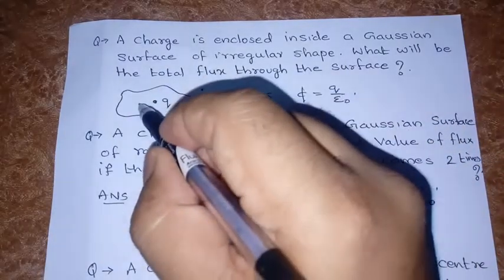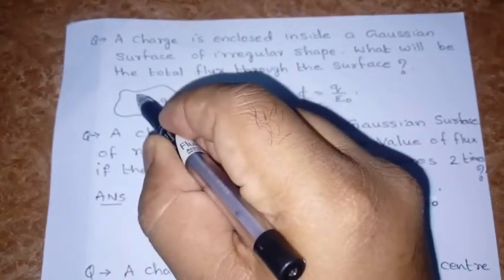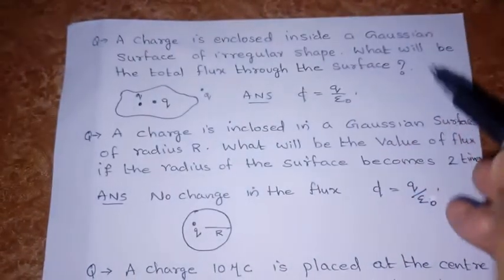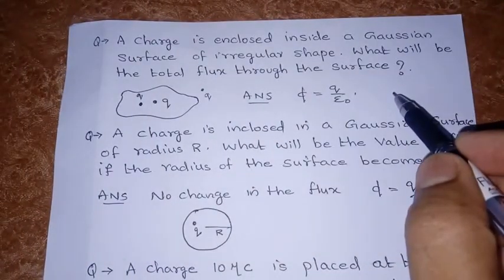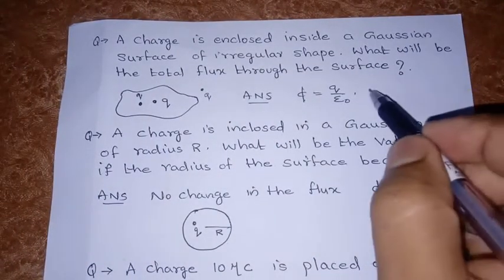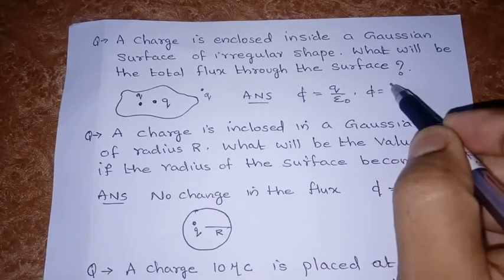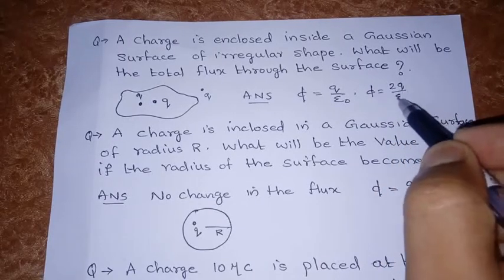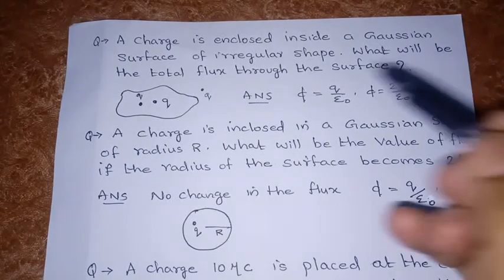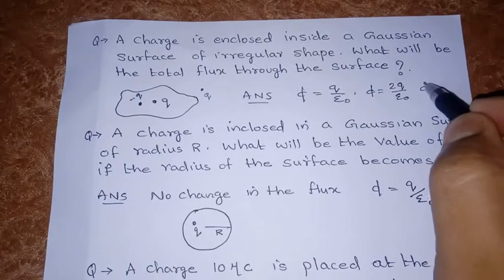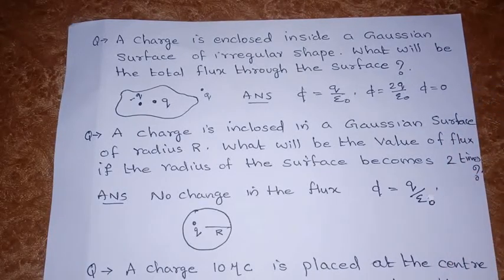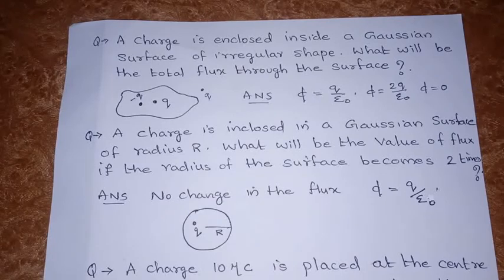Now, if I am considering another charge Q inside, what will be the flux? There are two charges inside, both are positive. Therefore, flux phi becomes Q plus Q. That will be 2Q by epsilon 0. Now, if this particular charge is negative, what will be the value of flux? Phi becomes 0 because the charge inside will be Q minus Q, that will be 0. Therefore, flux phi is equal to 0 by epsilon 0. That will be 0.